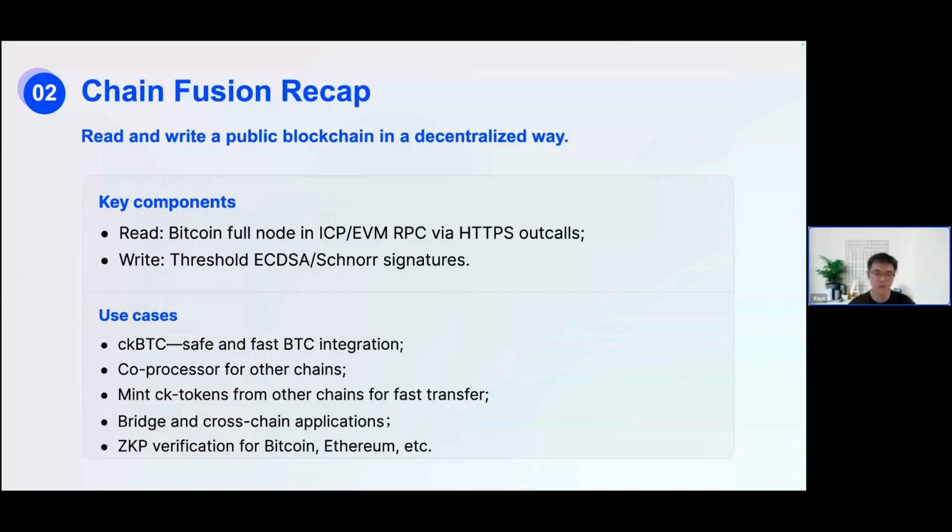And you can just transfer zkBTC within ICP very conveniently to a friend, and it saves a lot of gas fees, and it's also blazing fast. So it's a great feature. We can also use Chain Fusion as a co-processor for other chains, which means basically you can read the states from other chains and perform complex logic or data-heavy computations within ICP, and then write back the results using threshold signatures. So this is a very powerful pattern that is provided by ICP.